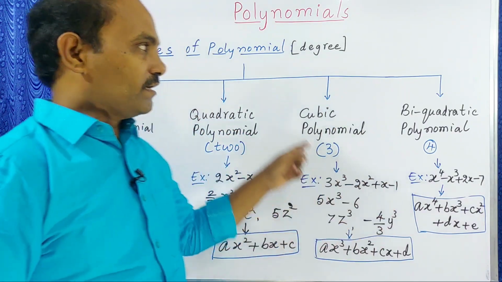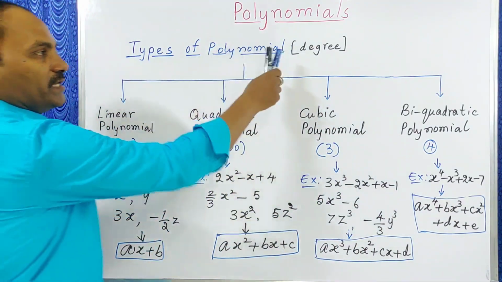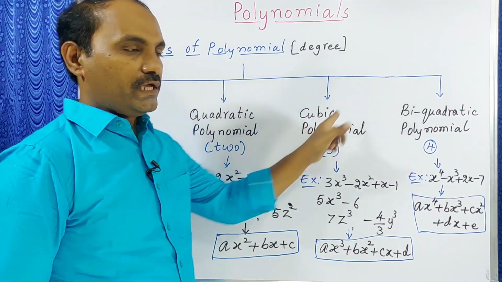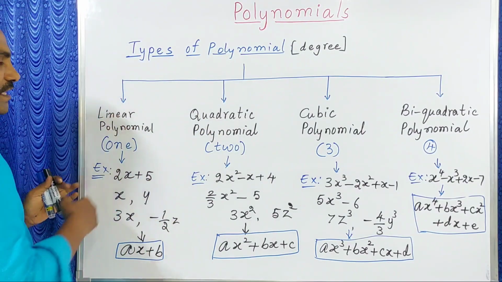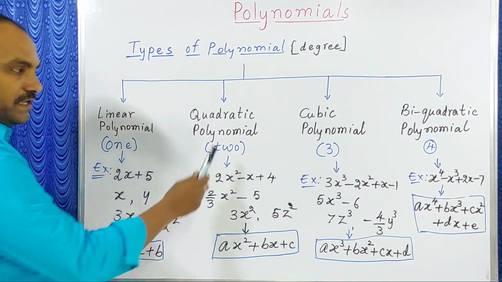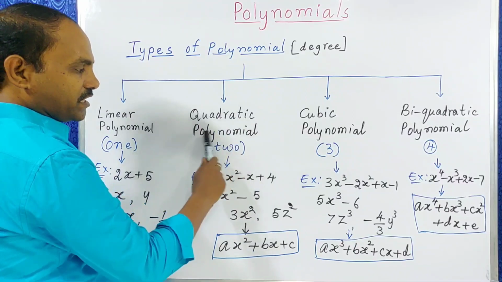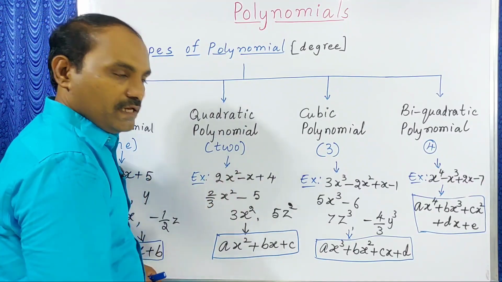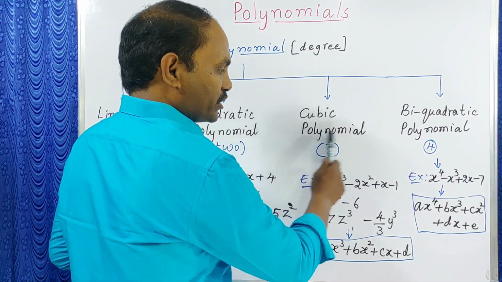Let us one more time discuss this one. Types of polynomials according to the degree. If the degree is 1, then it is called a linear polynomial. If degree is 2, then it is called a quadratic polynomial. If degree is 3, then it is called a cubic polynomial.